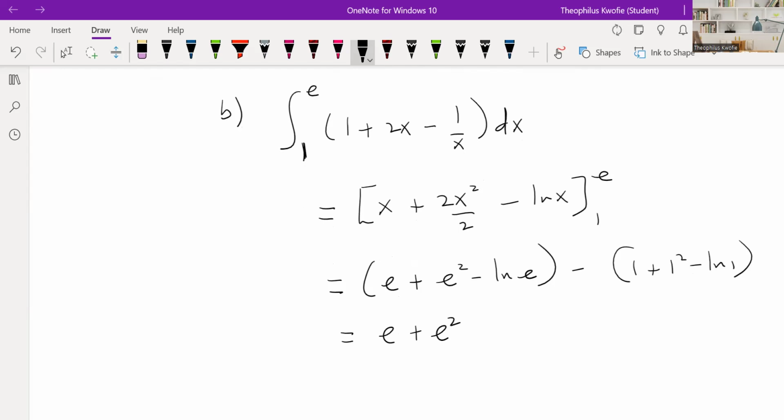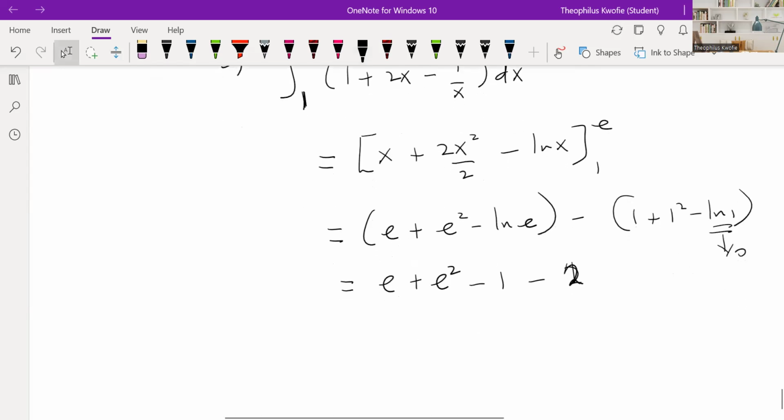What is the natural log of e? Which is 1, okay? Remember that the natural log of 1 is always 0. So take note of that. On that note, we should be able to have e plus e to the power 2 minus 3 as our result. Okay? Very important. So let's take note of that.